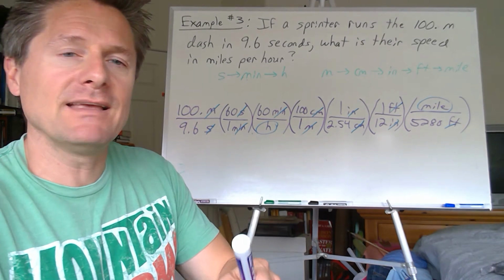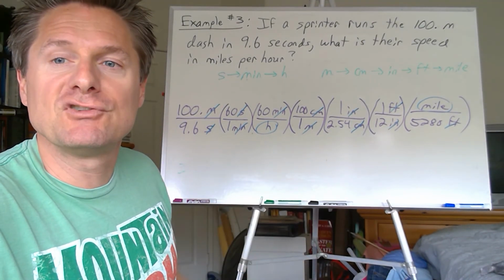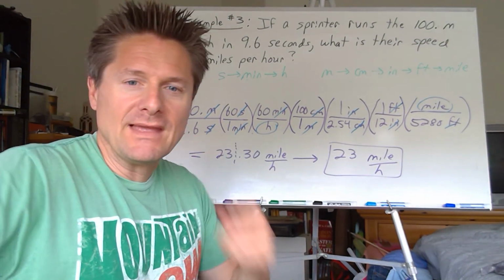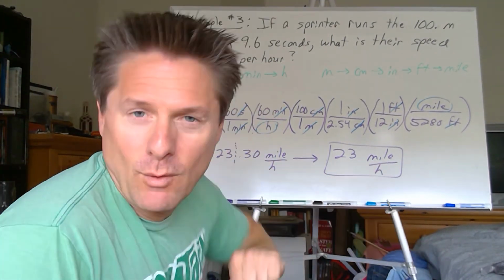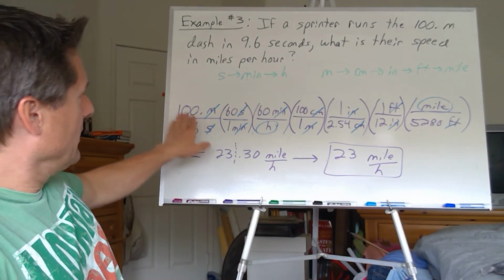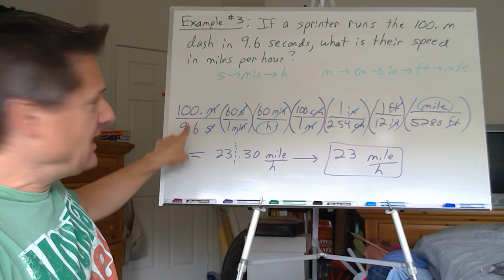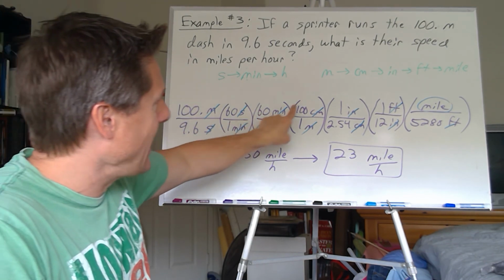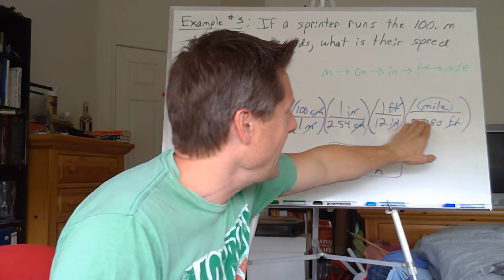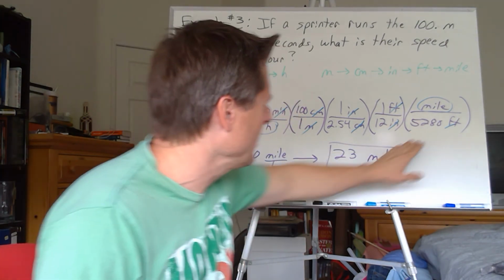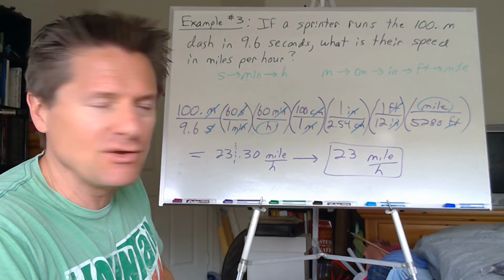Hey, I'm going to pause this. You calculate it, see what your sig figs are. Did you get my answer? 23 miles an hour? Right, so we converted everything. That's 3 sig figs, that's 2. Exact. Not sure if that's exact, but it'd be 3 anyway, and the 9.6 limits us to 2.